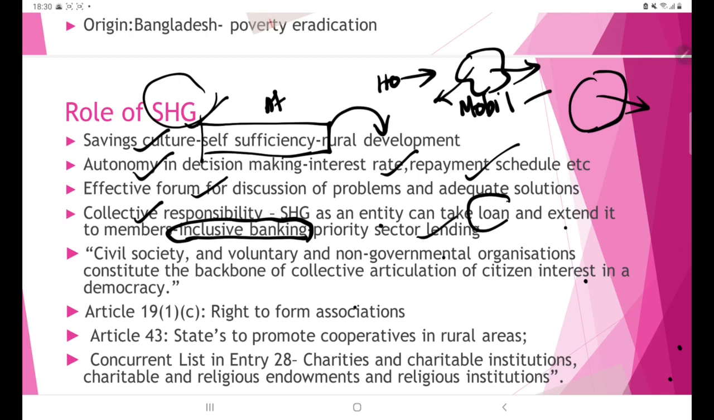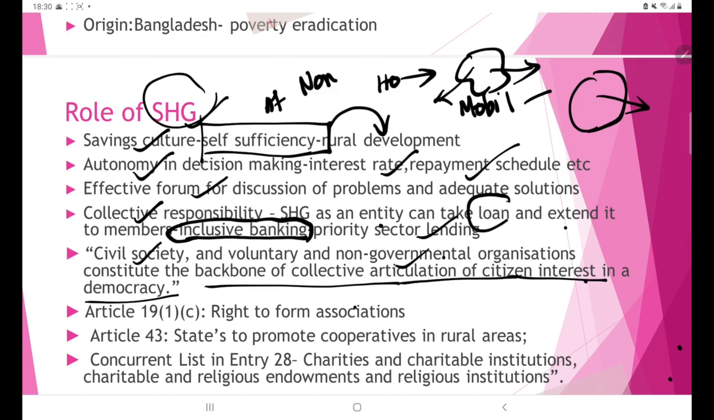Next, there is a quote which you can use in answer writing. Civil society and voluntary and non-governmental organizations are the backbone of collective articulation of citizen interest in a democracy. So SHG is also an important non-state actor.